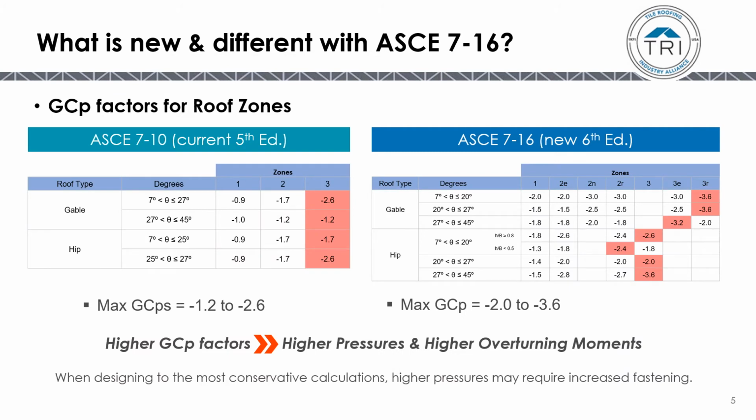The gust coefficient factors have also changed. In ASCE 7-10, the highest values were in zone 3, or the corner zones, and ranged from 1.2 to 2.6. With the new ASCE 7-16 standard, they now range from 2.0 to 3.6, so they have increased in most cases. And these higher GCp factors, or gust coefficient factors, directly result in higher pressures for the underlayments and higher overturning moments for tiles, which may require increased fastening.